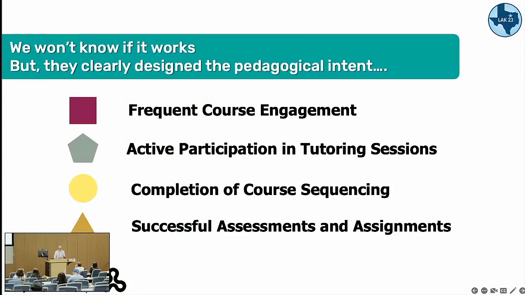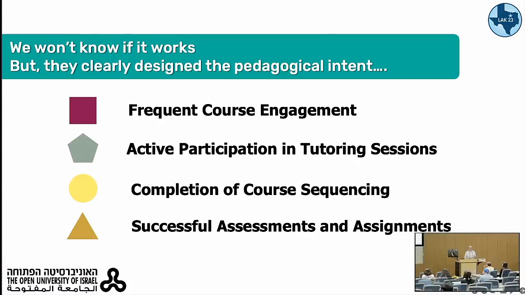They told us if students join the course and have actual engagement, if they're participating in the tutoring sessions that we have prepared, if they're completing the whole sequence of events and tasks that we prepared for them and have successful assessment of assignments, then yes, they are fulfilling what we have designed. So let's see how we develop that. I'll show it both from the student view and from the instructor view.